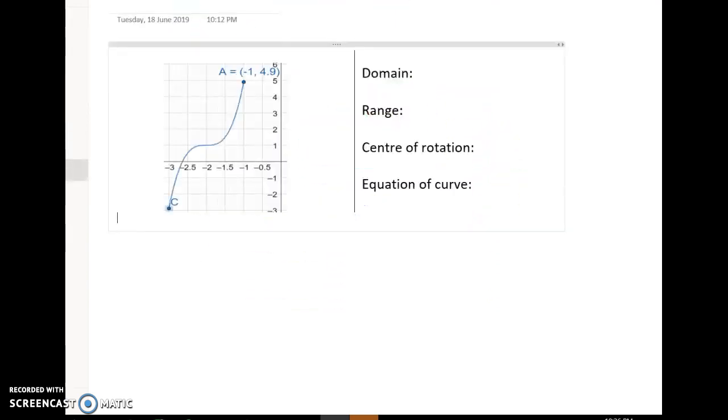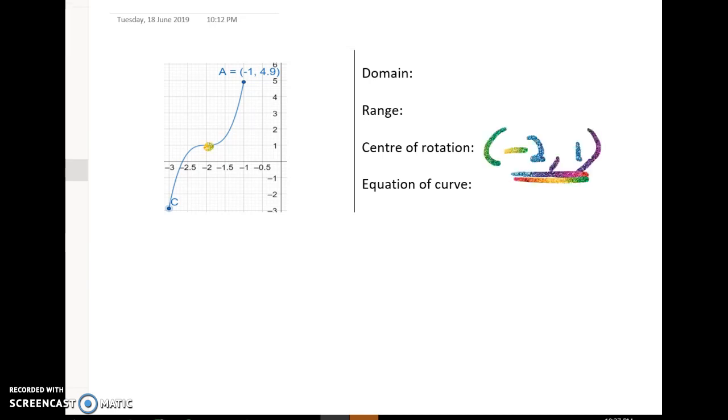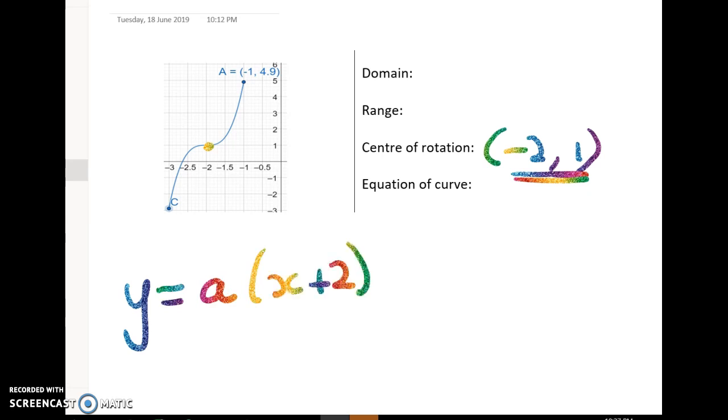Right, next one. Let's see. The center of rotation is here, so the center of rotation is at (-2, 1). That helps me with the equation form. y equals a times (x plus 2) cubed plus 1. It's plus 2 because I've shifted that way.